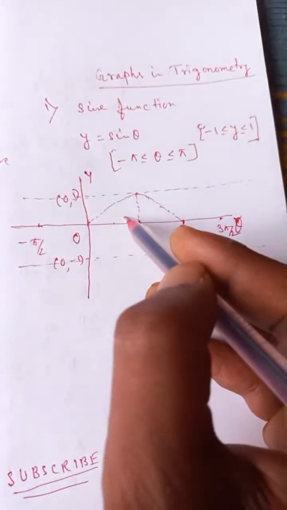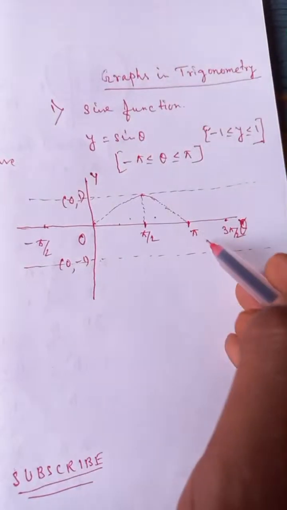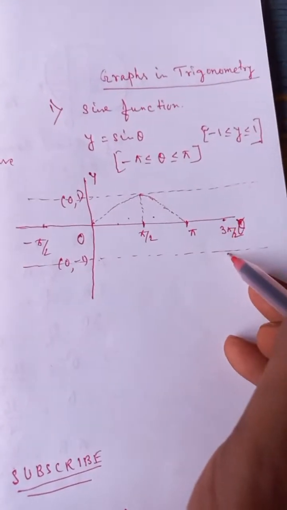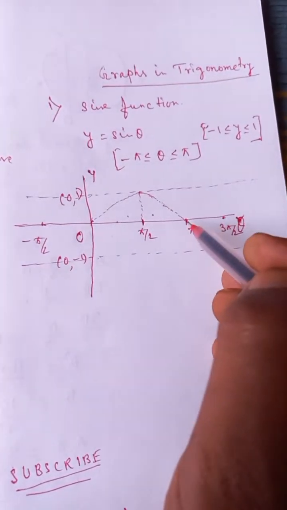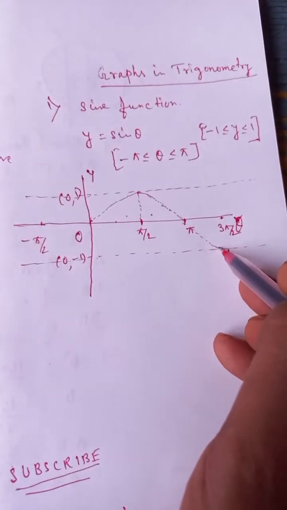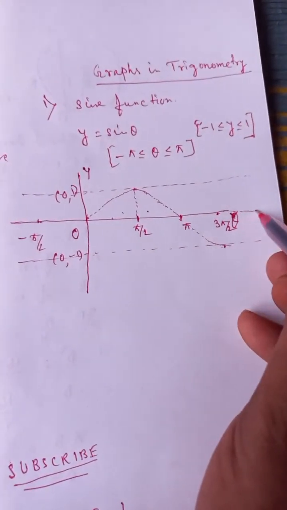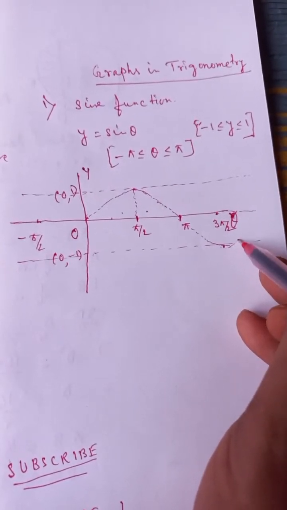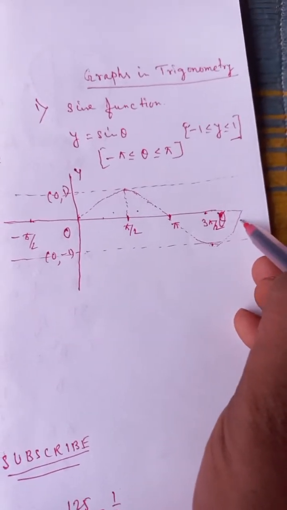For the first quadrant and second quadrant, sine is positive. For the third quadrant, sine is negative. So at 3 pi by 2, it will be minus 1, so it comes here. And for 2 pi, it will again touch the theta axis, which will be this. This is 2 pi.